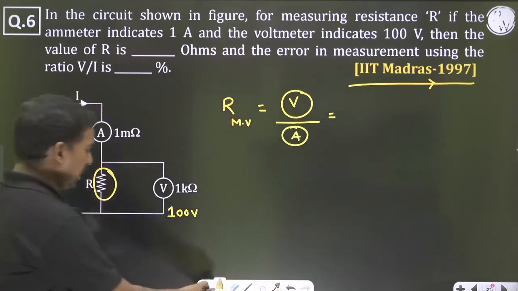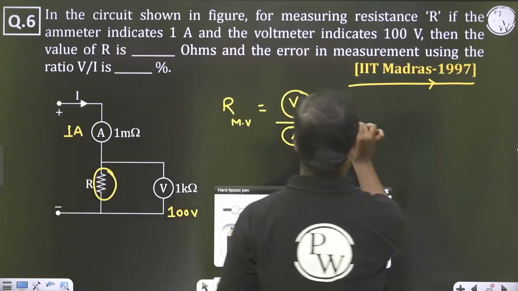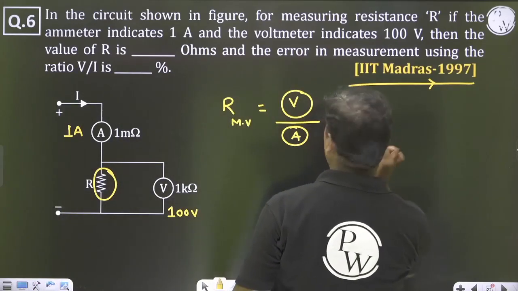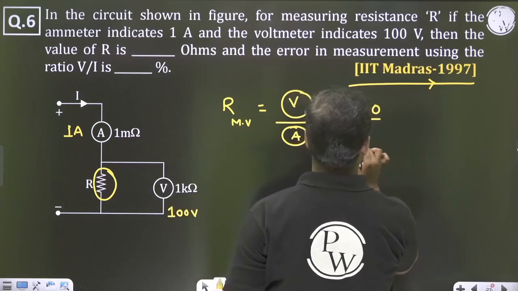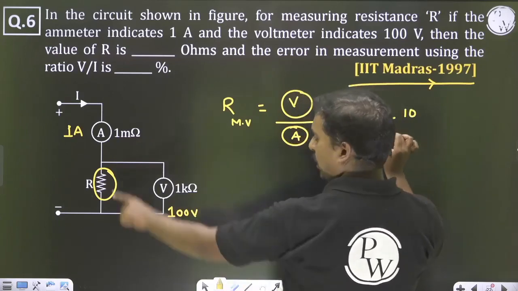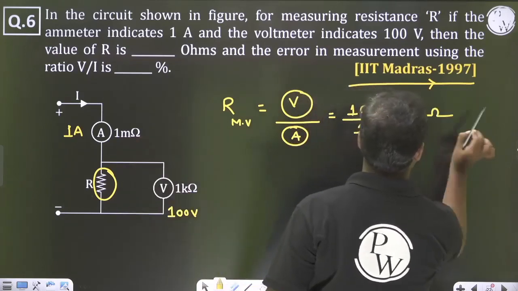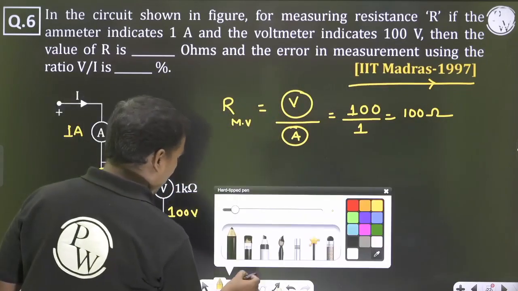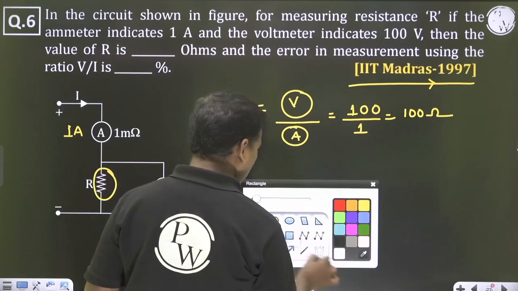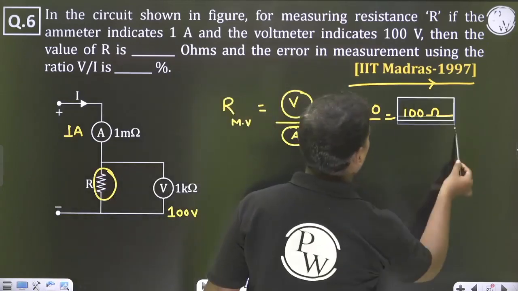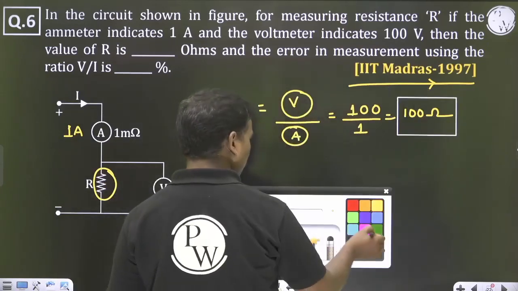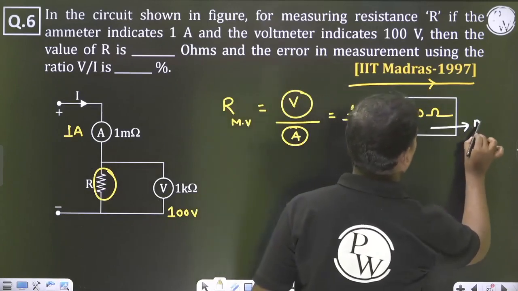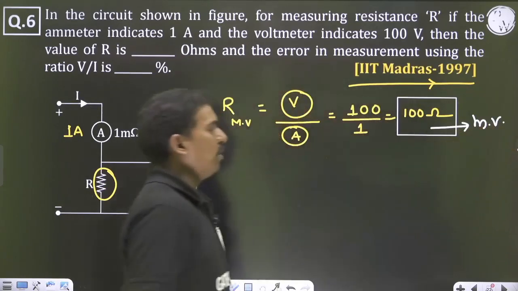What is the voltmeter reading, dear? The voltmeter reading is 100 and the ammeter reading is 1 ampere. So it is going to be 100 ohms. This can be taken as the measured value. But what is the true value?